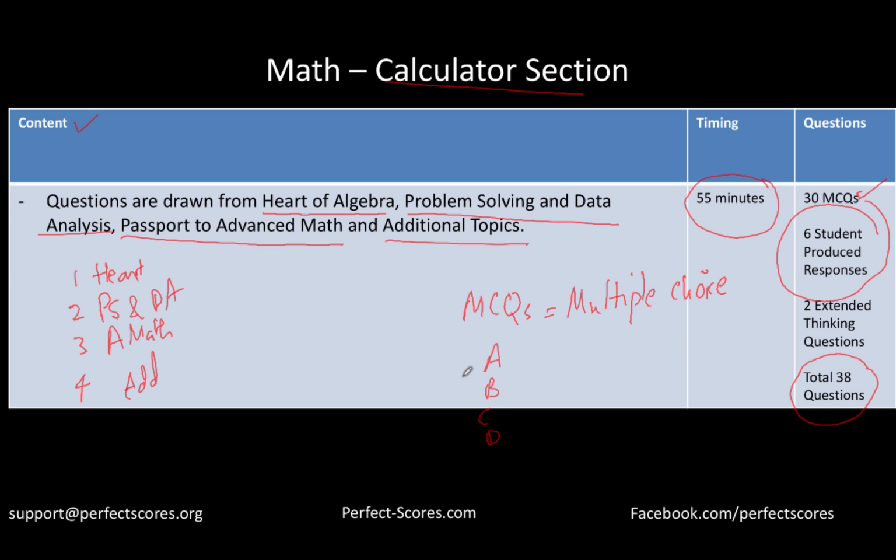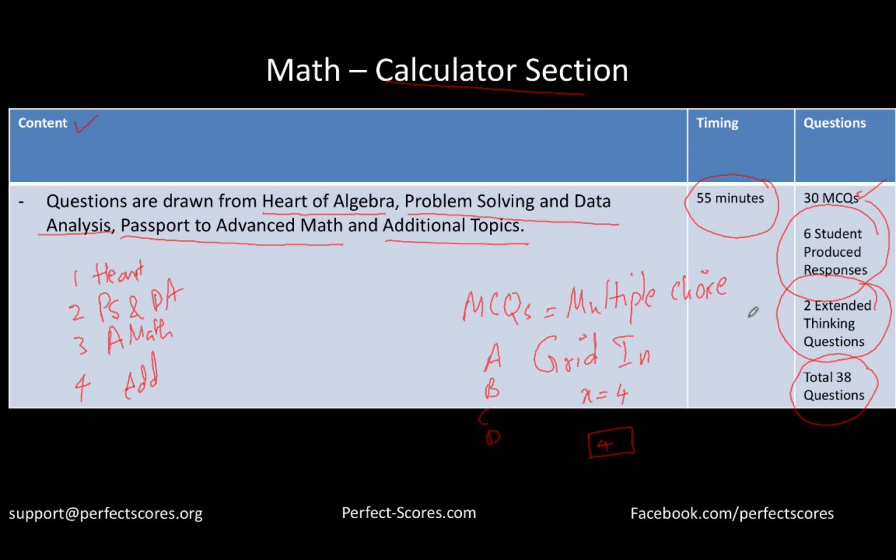What are student-produced responses? They are nothing but your grid-in questions. Now, what are grid-in questions? You're supposed to input your own answer. So let's suppose your answer comes out to be x equals 4, you would be given a box, and you just have to write 4 in it and move forward to the next one. So you don't have any answer options. This was again there in the old SAT as well, right? So nothing new here.